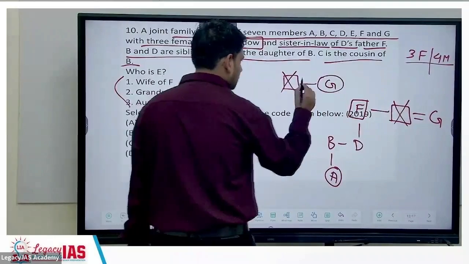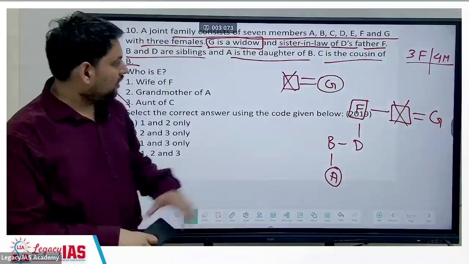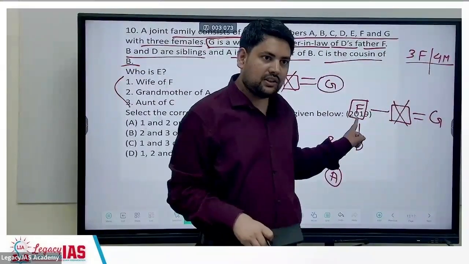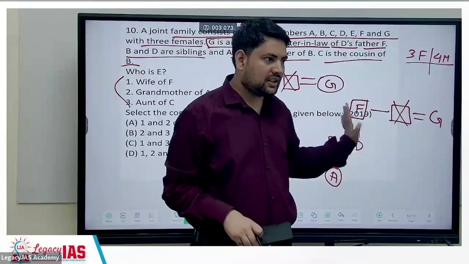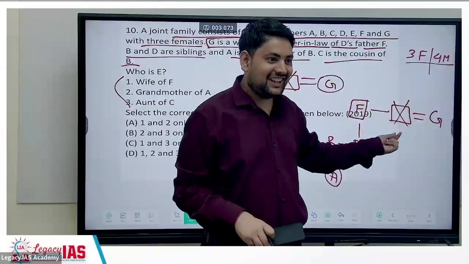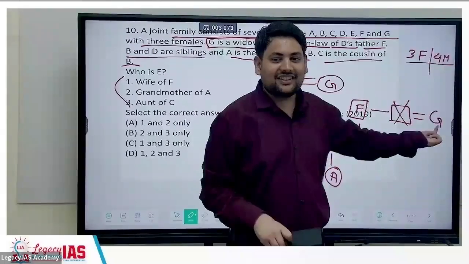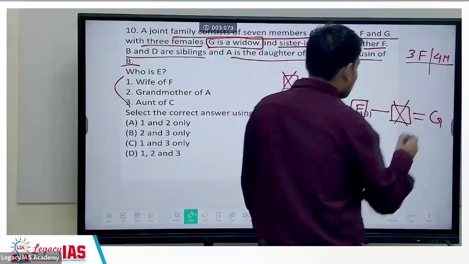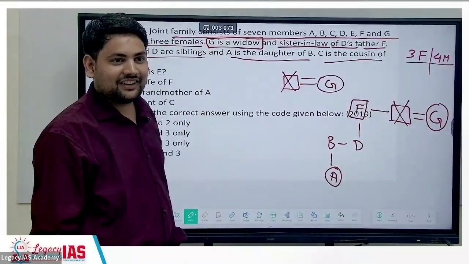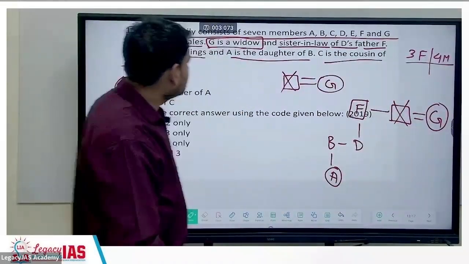Understood? This G was a widow and also the sister-in-law of F. So how do you make a sister-in-law? You make his brother, who is dead, and then you make G his wife. Okay, understood this much? Now, who is remaining?